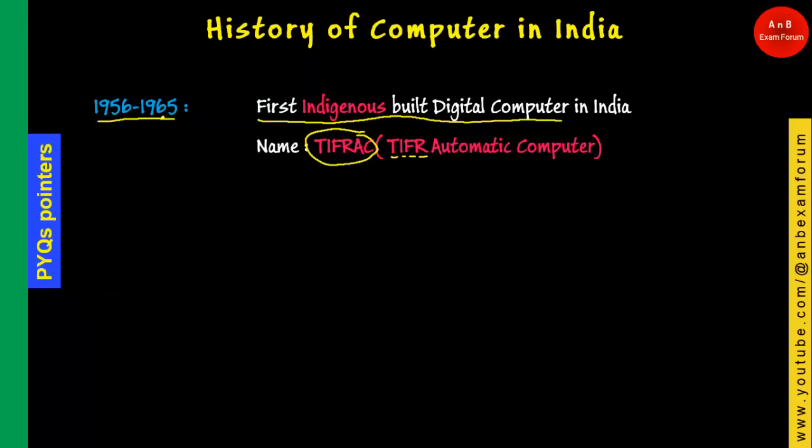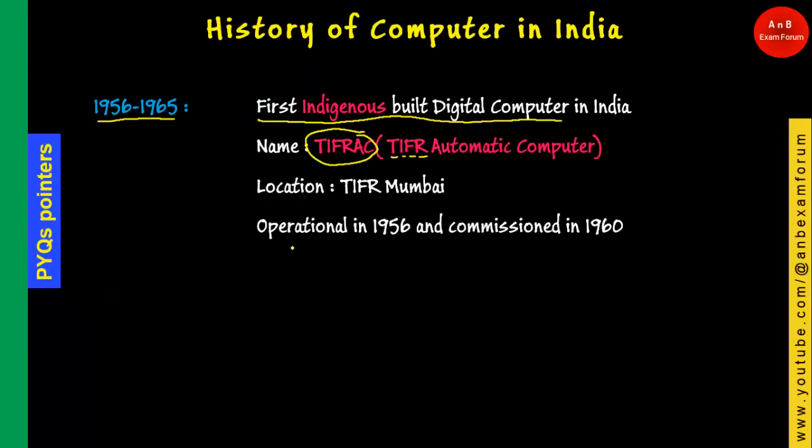It was during the tenure of Prime Minister Jawaharlal Nehru, who focused on making this program, and the first indigenous digital computer was made. The location is TIFR, as I told you, Tata Institute of Fundamental Research, Mumbai, and it was operational in 1956 and commissioned in 1960. Sometimes they ask the date in the year, so just remember it was operational in the year 1956.